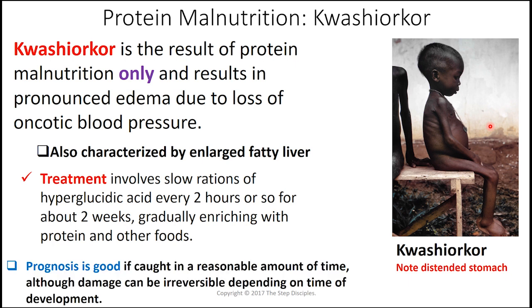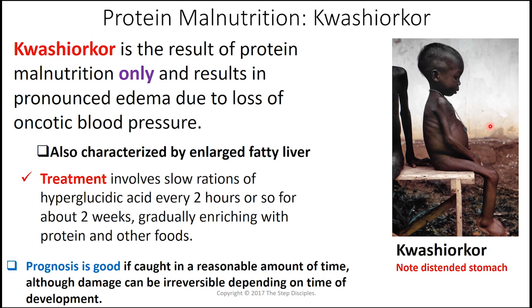The prognosis is good. That is the outlook of the disease, how they're going to progress through the disease. The prognosis is good if it's caught in a reasonable amount of time, although damage can be irreversible depending on the time of development. So it's important to remember that development is a very precarious period.